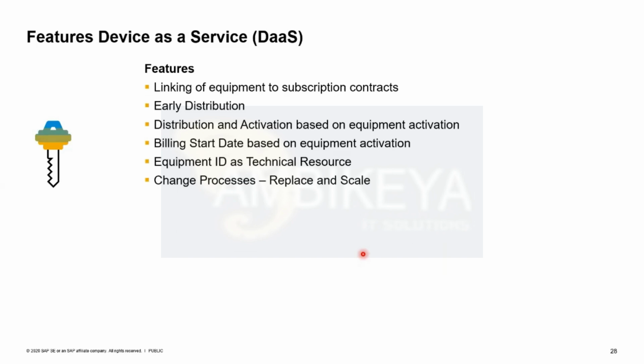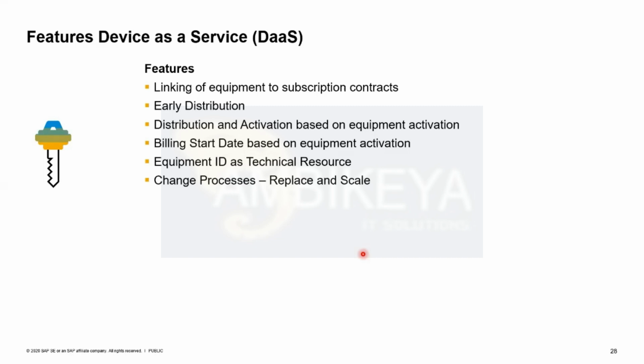So the features are on how equipment can be linked to a contract. Equipment, or equipment numbers as such, are generated in different ways. Either these are generated upfront, or only when the device is shipped to the customer location do the equipment IDs get generated. So we want to support both scenarios. If you know the equipment details upfront, you can link them. Or if these details come later, then we also have a possibility to link them later.